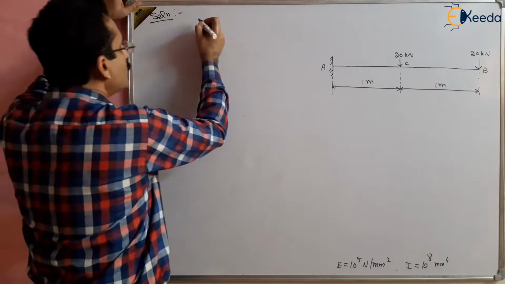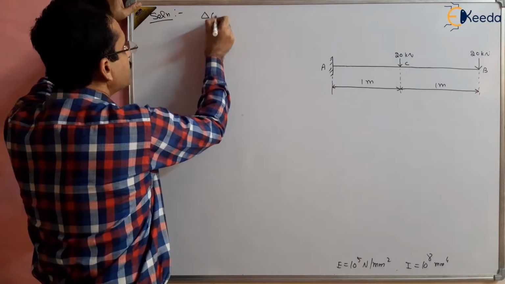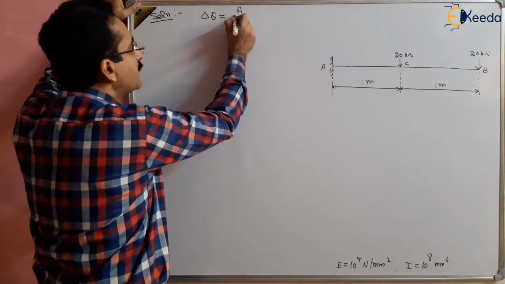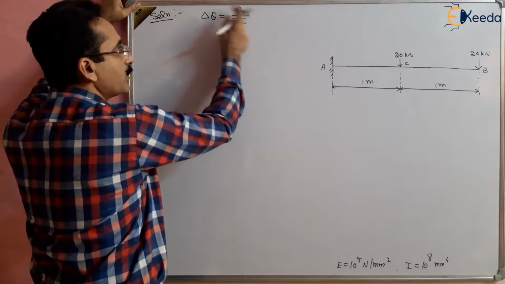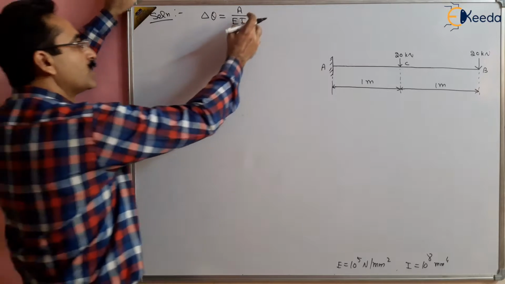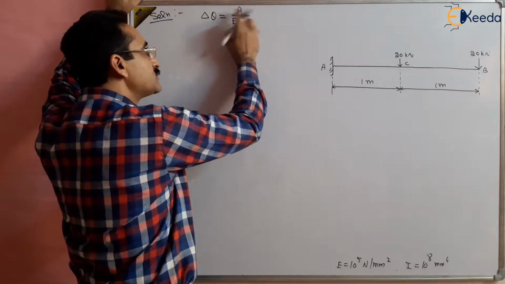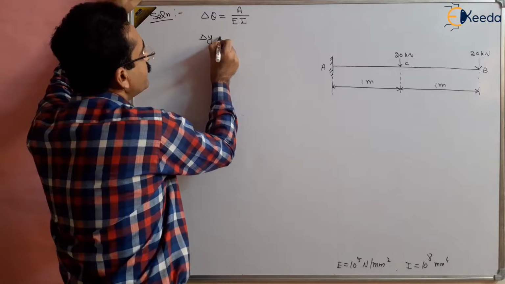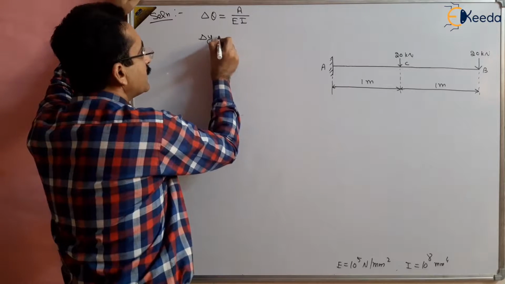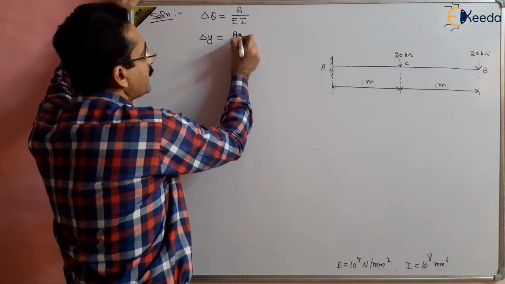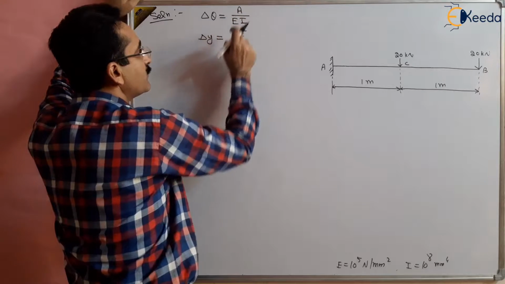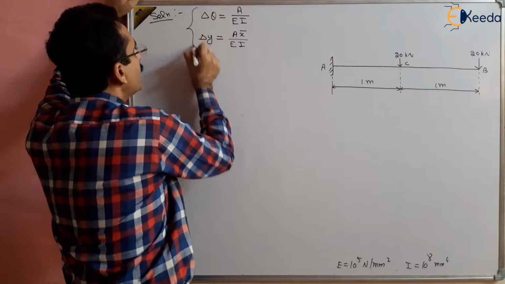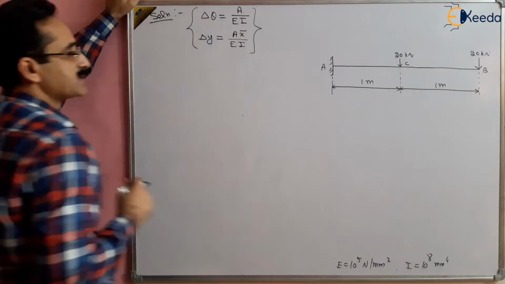In the moment area method, the slope between 2 points is given by the area of the bending moment diagram divided by EI. This is Mohr's first theorem: the slope between 2 points is the area of the bending moment diagram between these 2 points divided by EI. And the deflection between 2 points, delta y on a vertical plane, is equal to the moment of that area between these 2 points, A x bar upon EI. So this is the moment area method, Mohr's first theorem and second theorem, right?